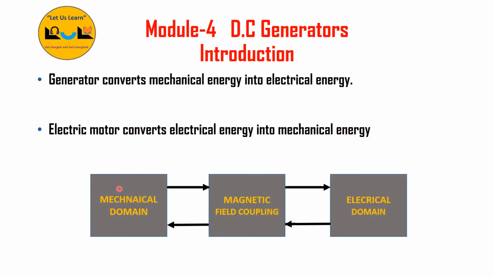See, if the mechanical domain is the input in a magnetic field, and the output is the electrical domain, that is called a generator. If electrical is the input domain in a magnetic field, and the output is mechanical energy, then it is called a motor.